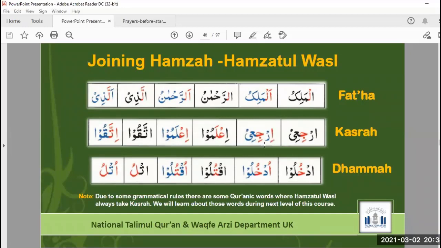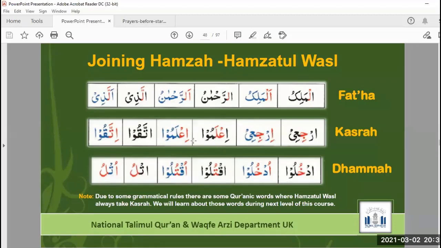The reason being this is the first mutharak letter, not the second letter, the next letter. Next letter you will see here the lam. But in the absence of lam, you need to look at the next mutharak letter. So here the next mutharak letter is jim, which has got kasra. So this alif will take kasra.